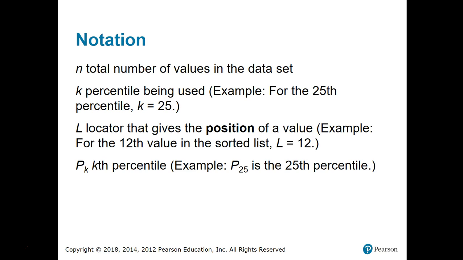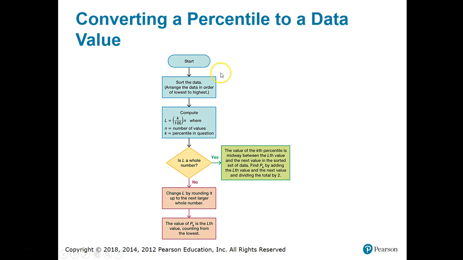Okay, so n is the total number of values in the data set. K will be the percentile used. We're going to have formulas later, so get to know these. L is the locator giving the position of a value, 12 being the 12th sorted from the lowest, and P sub k being the kth percentile. So P sub 25 is the 25th percentile.